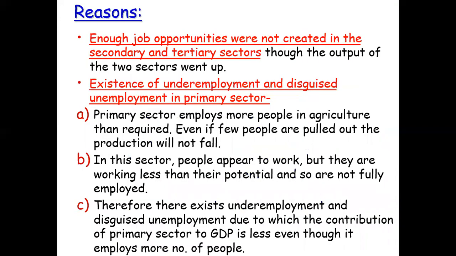Because enough job opportunities were not created in the secondary and tertiary sectors, although the output of the two sectors went up. There is an existence of underemployment and disguised unemployment in primary sector. The primary sector employs more people in agriculture than required. Even if you're going to remove a few people, the production will not fall.